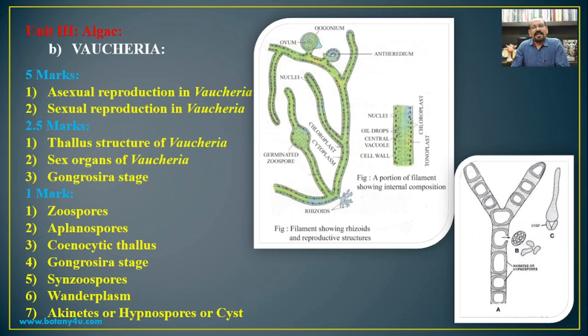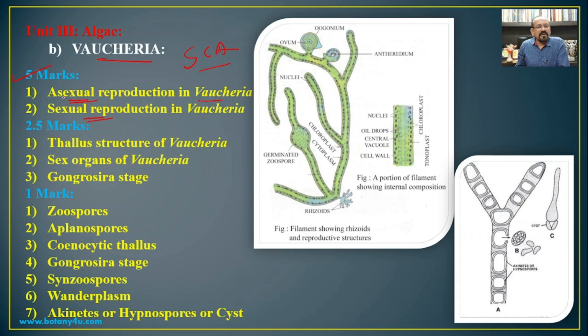The second genus is Vaucheria. If we see Vaucheria, it is different from Chara, as Vaucheria is a single cell algae, that is, a unicellular algae. Though it has many nuclei, the thallus is coenocytic, that is, there is no partition or septum between the nuclei. In 5-mark questions on Vaucheria, the most common questions are the asexual reproduction in Vaucheria, and second, the sexual reproduction in Vaucheria.